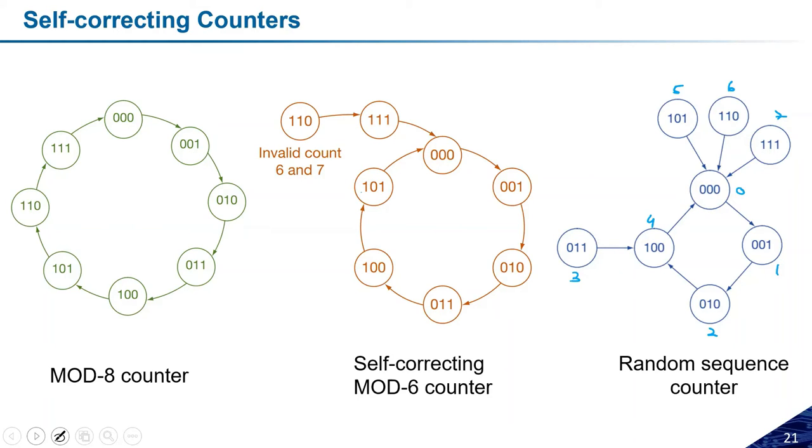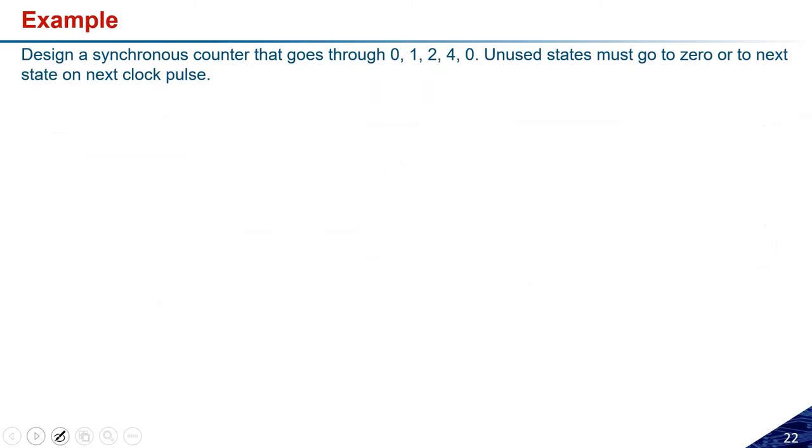So let us try to design a few things based on this fundamental, whatever we have understood here. Let us try to design some of the counters. So here I have an example. What this example says: design a synchronous counter that goes through 0, 1, 2, 4, and then 0. Here 3 is missing, and 5, 6, and 7 are missing. So these four counts are missing.